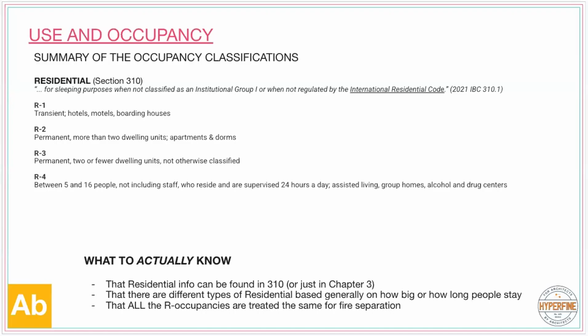Just know that residential info is in chapter 3, in section 310. Understand that there's a difference between places that people live and how long they stay there. So if you come to a question that talks about an apartment versus a motel, there could be a difference of allowable area or height or fire separation or something like that. But you don't have to memorize these things. If you can know off the top of your head there's a difference between R1 and R2, you'll be better off for it.